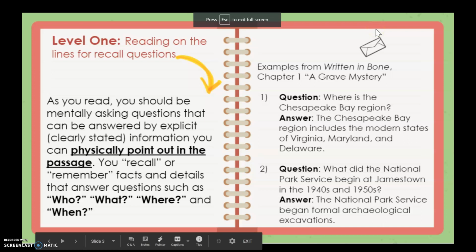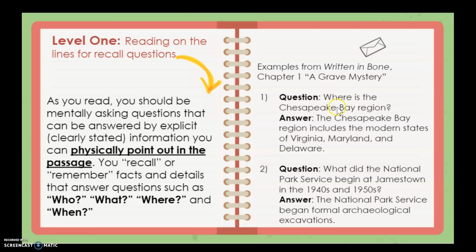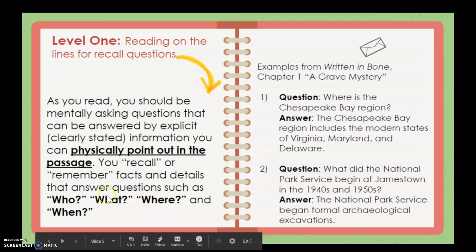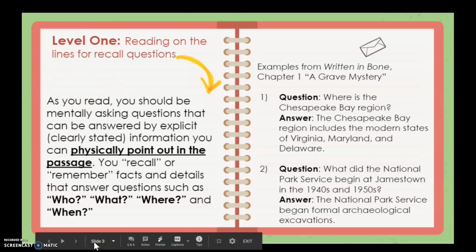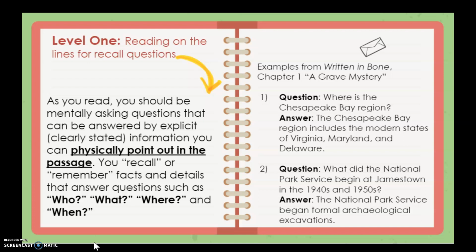I want to point out, in both questions, it starts with a W word, where and what. If I go back over here to my notes, where and what are 2 of the questions that I can answer for level 1. Something else that I might ask myself is, who is the leading forensic anthropologist in these excavations? I could go back and I could see that it said Dr. Owsley. You could ask yourself, how many cemeteries did they find around the James Fort area?